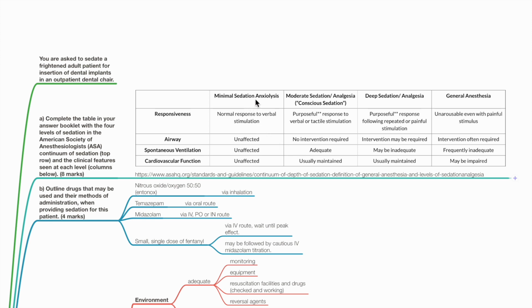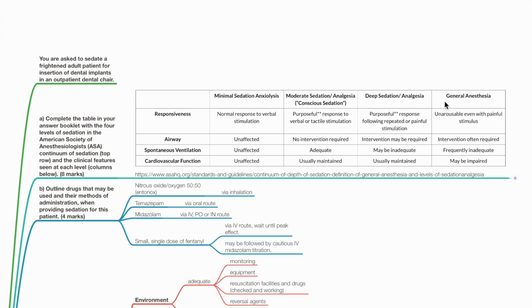During minimal sedation or anxiolysis, responsiveness is a normal response to verbal stimulation; airway, spontaneous ventilation and CVS function are unaffected. During moderate sedation or analgesia, purposeful response to verbal or tactile stimulation, airway no intervention required, spontaneous ventilation adequate, CVS function usually maintained. During deep sedation or analgesia, for responsiveness, purposeful response following repeated or painful stimulation, airway intervention may be required, spontaneous ventilation may be inadequate, CVS function is usually maintained.